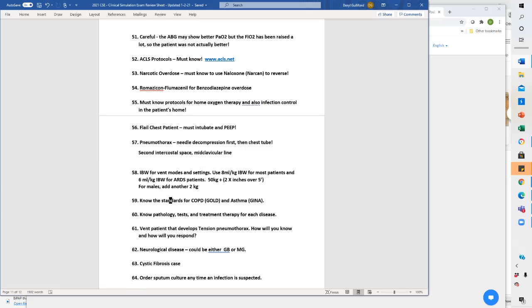Know the standards for GOLD and asthma, and those are the COPD GOLD criteria and the asthma GINA criteria. I do not have time in this little presentation to go over all of those, but they're really important for this test. In fact, I would say you pretty much just need to memorize them. They make sense. There's nothing surprising there, but just really thoroughly know the GOLD and GINA criteria.